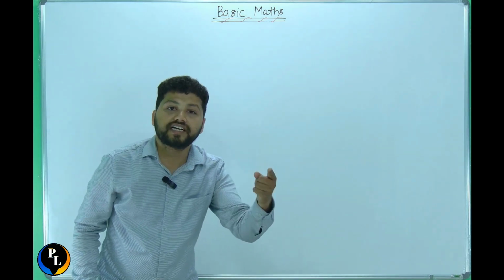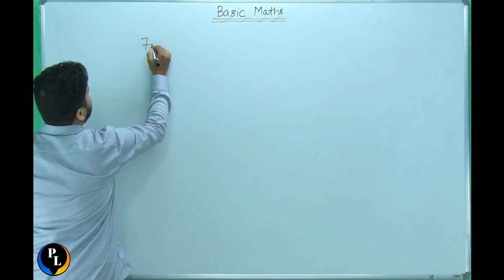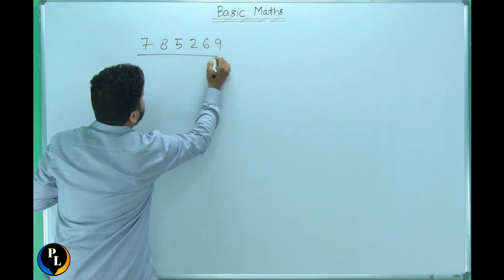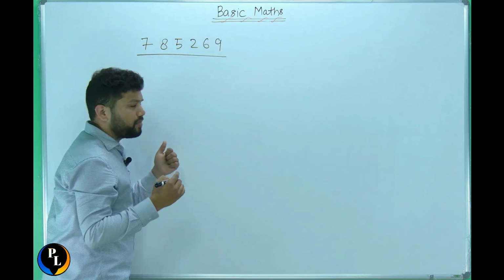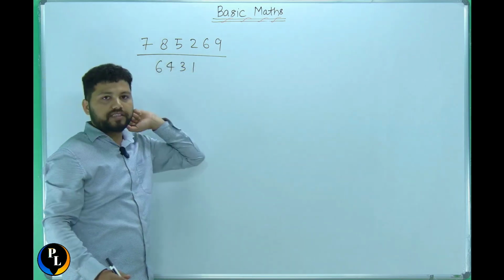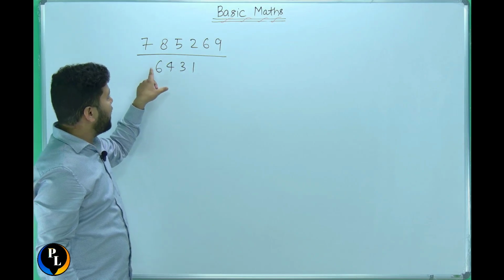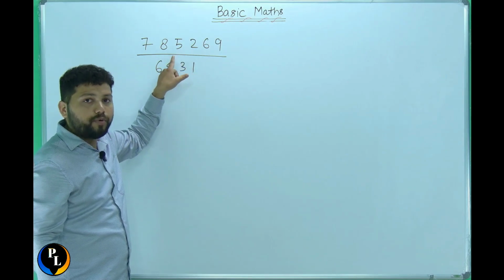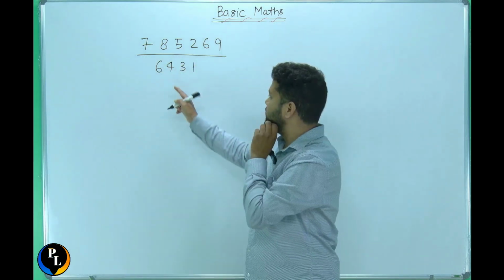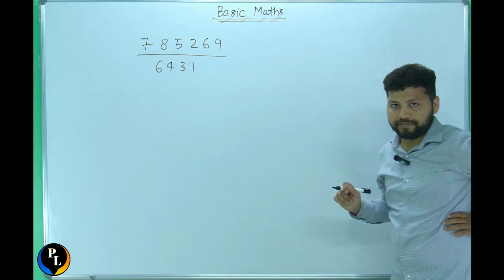Now let's discuss some more variety of calculation. For example, 785,269 divided by, just a random number I'm taking, 6431. Suppose you have to solve this calculation. If you see here, I think the numerator and denominator are not divisible by the same number. I have taken it intentionally. Clear? It is not divisible by any number, both. Clear? So how to solve this one?